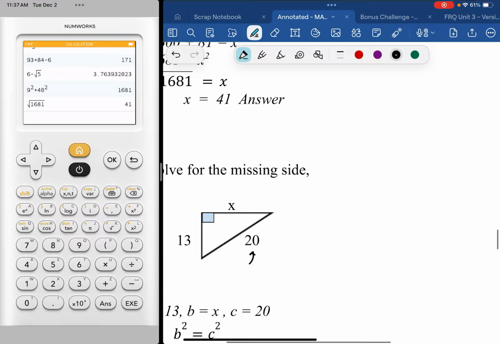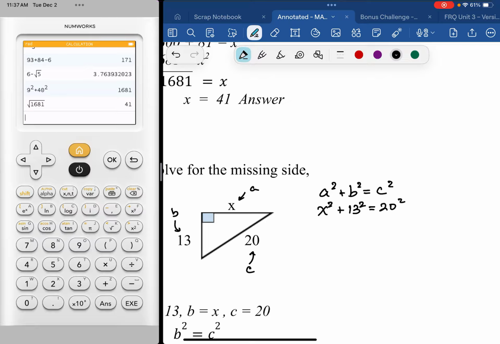I don't know necessarily that it's the smallest side, but it doesn't really matter because it's commutative. So A squared plus B squared is equal to C squared. X squared plus 13 squared is equal to 20 squared.